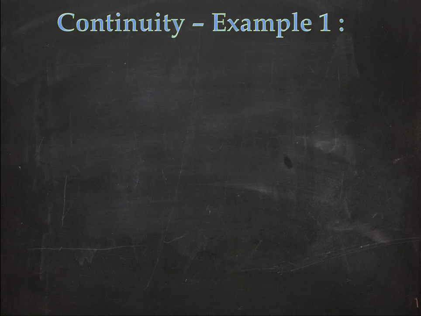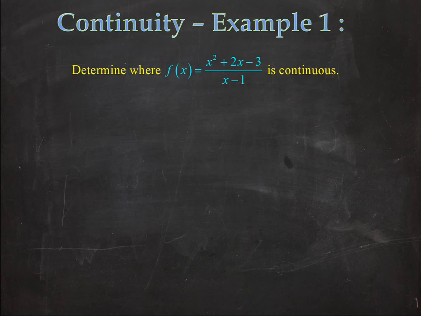Today we're going to be examining continuities of functions. More specifically, we're going to determine where f of x, which equals (x squared plus 2x minus 3) divided by (x minus 1), is continuous. Now, if we had a graph of this function, it would be very easy for us to visually determine points of discontinuity. But since we have a function, we're going to have to approach this by using some algebra.